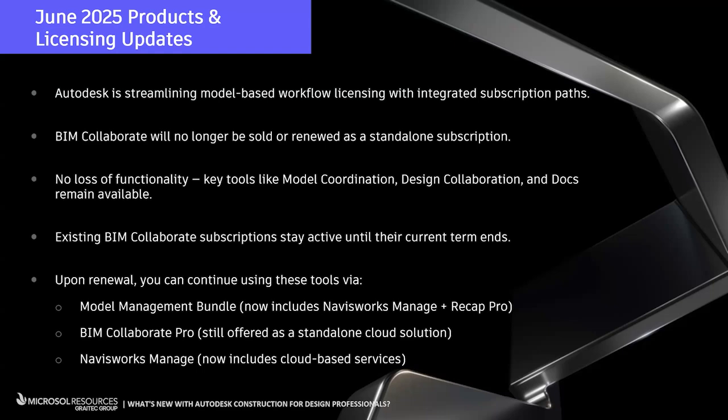If you already have a BIM Collaborate subscription, it will stay active through the end of your current term. After that, you'll need to transition to one of these three options. The model management bundle, which now includes Navisworks Manage and Recap Pro, BIM Collaborate Pro. So you can either upgrade from BIM Collaborate to BIM Collaborate Pro, or the other two, which include design collaboration and cloud work sharing for Revit and Civil 3D, or Navisworks Manage, which now comes with added cloud connectivity features.